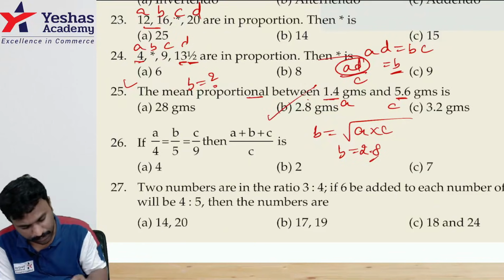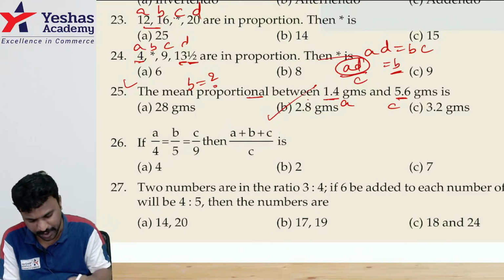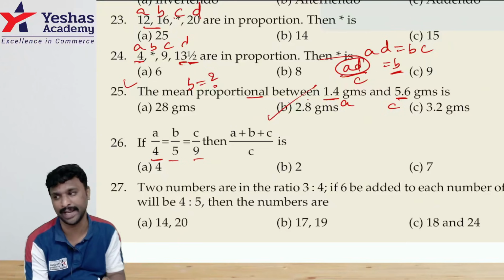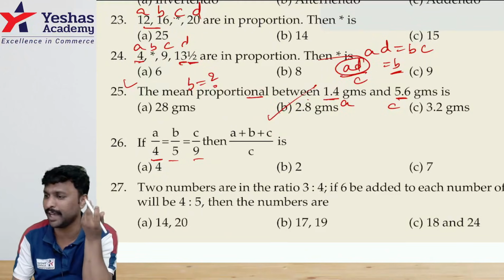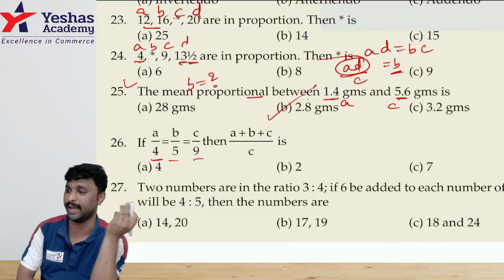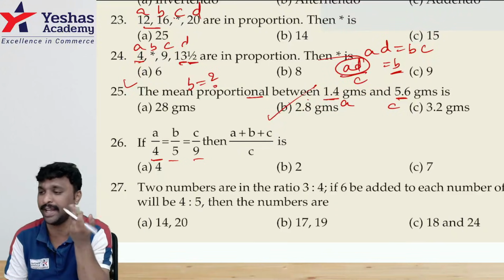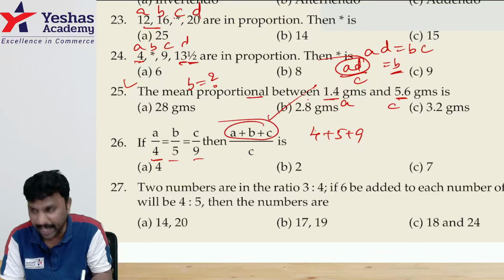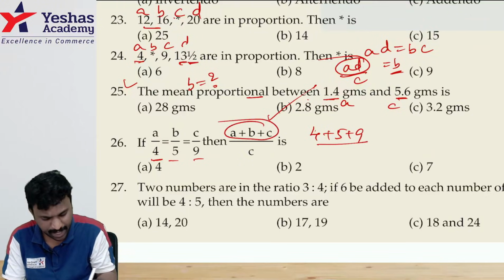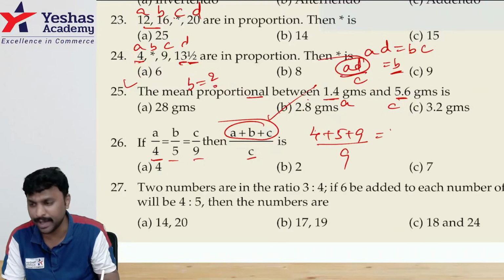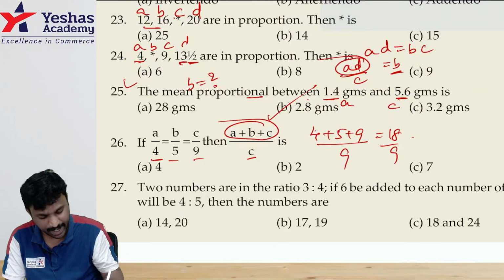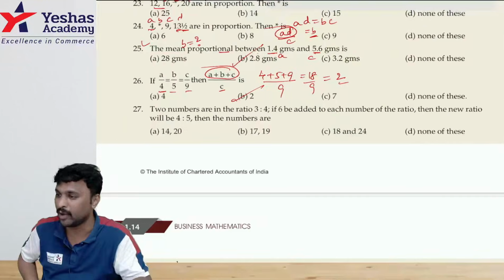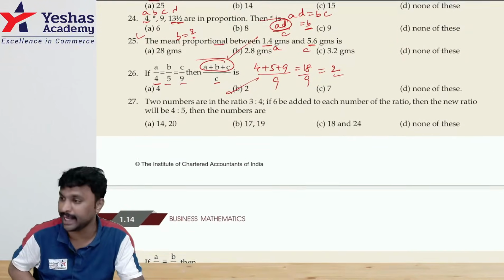Everybody clear? As we have solved this kind of questions, whenever two or more than two ratios are equated, you can take it as k. So A is equal to 4k, B is equal to 5k, C is equal to 9k. Rather than expressing in terms of k, you can take A is equal to 4, B is equal to 5, C equal to 9, and you need A plus B plus C, so 4 plus 5 plus 9, and C value is 9. The numerator is 18, denominator is 9, 18 by 9 is 2, so option B is the right answer. Moving on to the next question, that is question number 27.